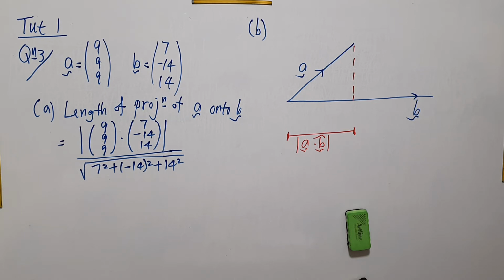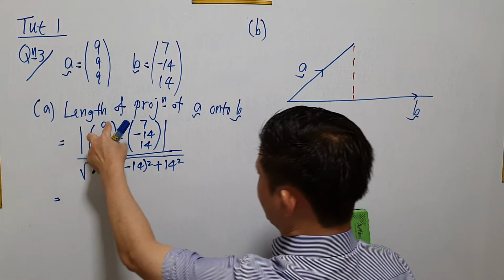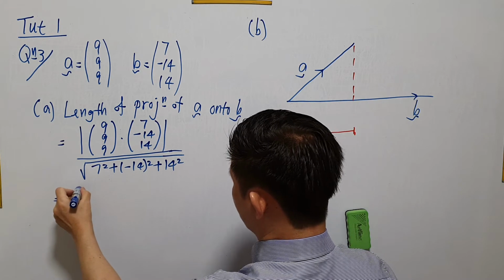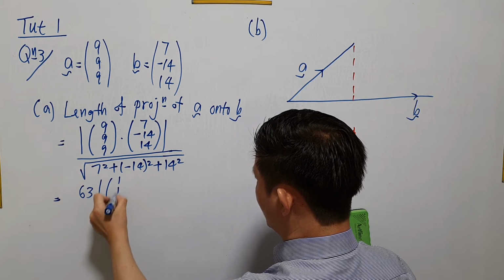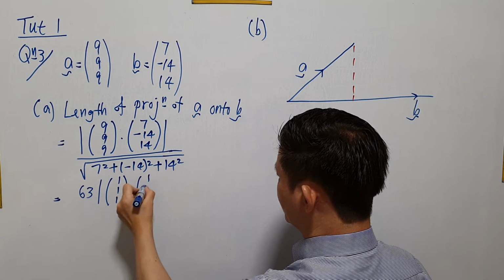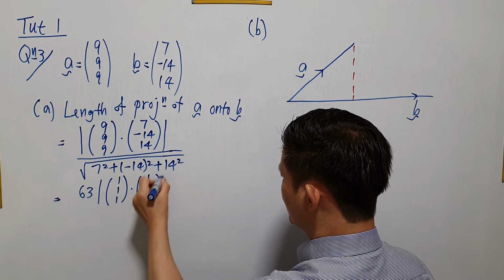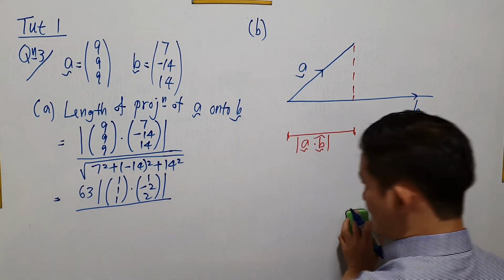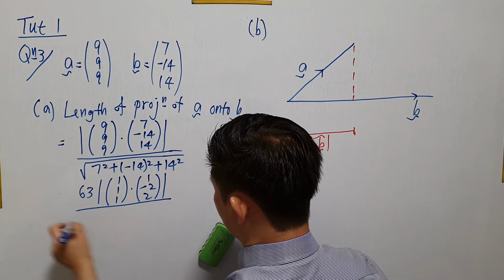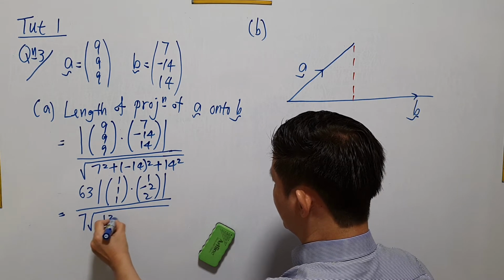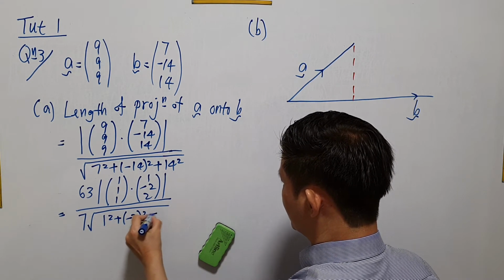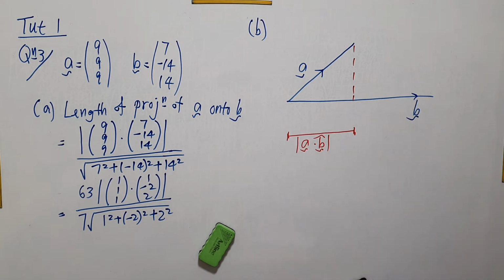If you're dealing with big numbers, you can make your arithmetic nicer by doing this. You can take out 9, you can take out 7. 9 and 7 taken out is 63. Then you're left with 1, 1, 1 dot with 1, minus 2, 2. And for the denominator, you can choose to take out 7 square, which therefore is just 7, and that gives you 1 square, minus 2 square, 2 square.